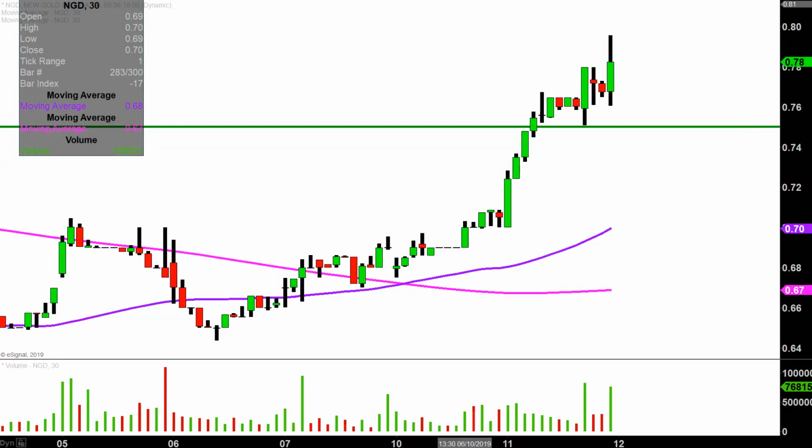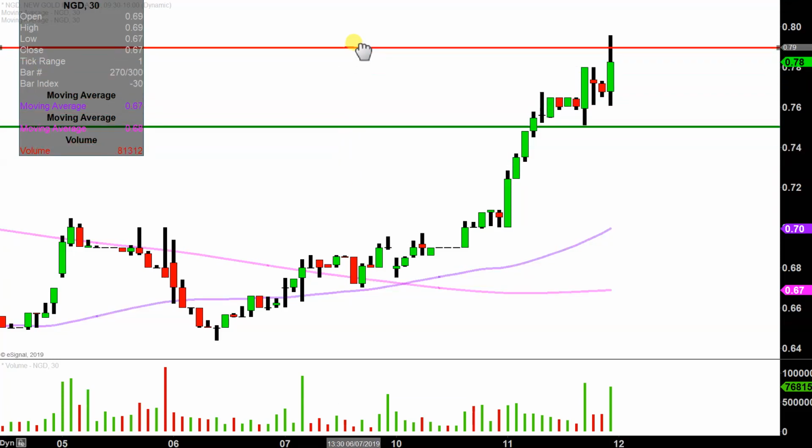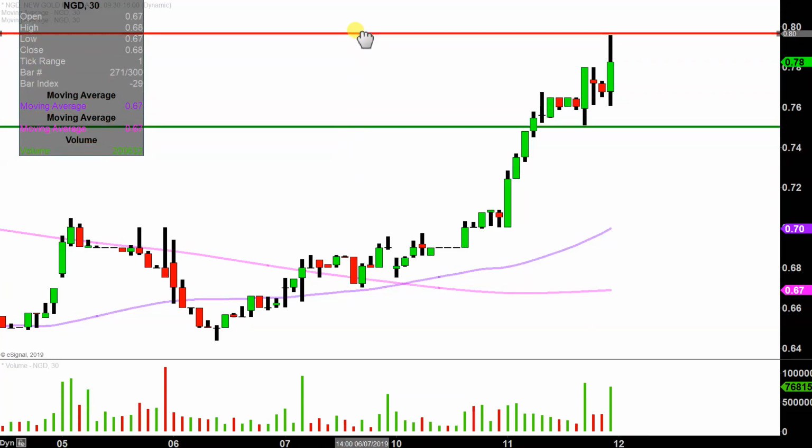What about levels of resistance? Nothing fancy or complicated behind this other than the fact that the party finally stopped today just shy of 80 cents. So 80 cents will be that key level that needs to be broken. Although from the grand scheme of it all, resistance levels don't matter.